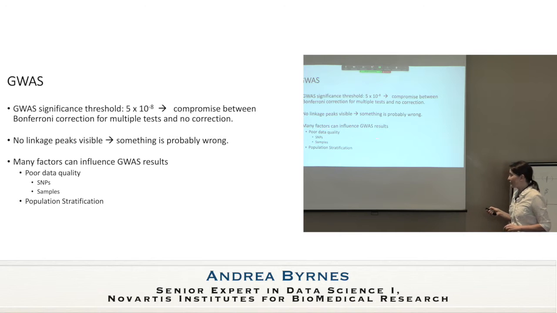So many factors can influence GWAS results. Obviously, poor data quality: garbage in, garbage out is a concept that we're all familiar with. That can be in SNPs or in samples. There are two dimensions to the data matrix, so it's important to think about quality on both of them. And then population stratification, which we've already discussed a great deal.